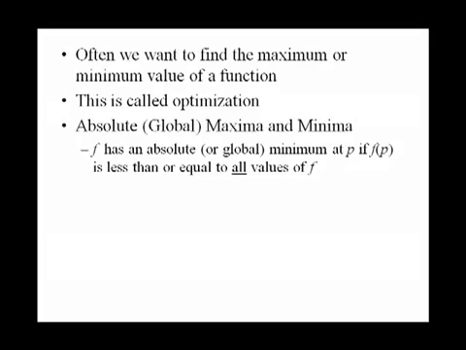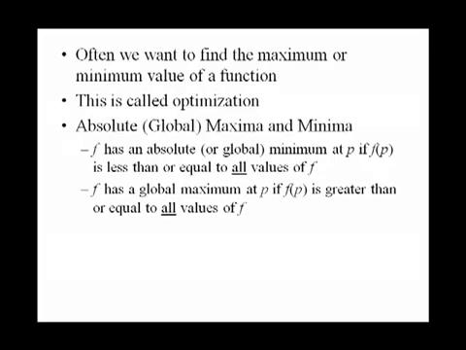F has an absolute or global minimum at P if f of P is less than or equal to all values of f. So now it has to be the smallest of all the values of f on a given domain. Similarly, it has a global max if f of P is greater than or equal to all values of f. So it's the absolute highest point on a given domain.